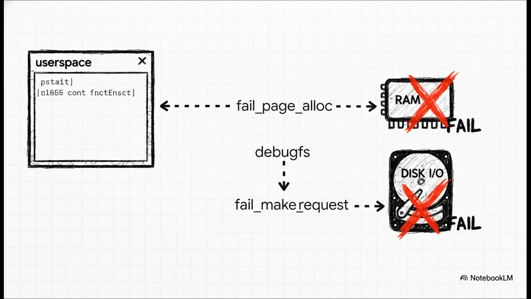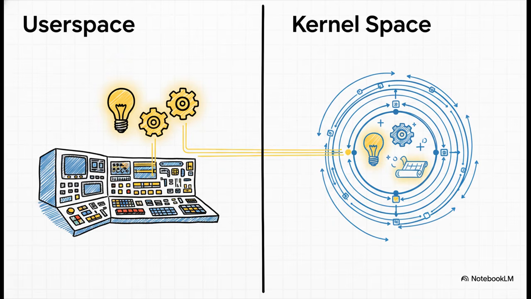With just a simple command, you can write to a file in debugfs and literally tell the kernel, hey, next time an app asks for some memory, just pretend you don't have any. Or you can say, pretend the disk just had a major I/O error. This lets developers test all their complex error-handling code without having to find a physically broken hard drive. It's so clever. And finally, our third big category here is all about innovation.